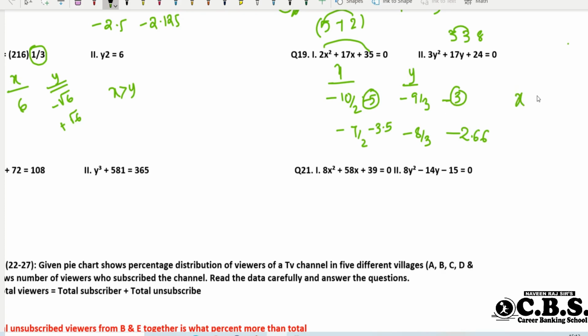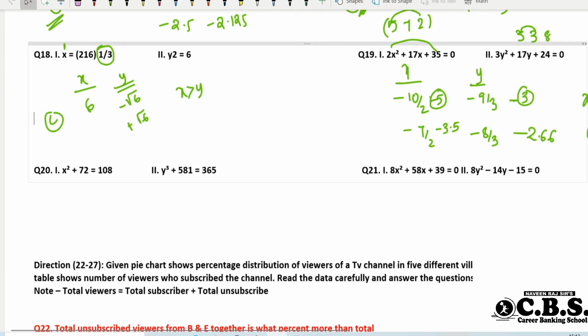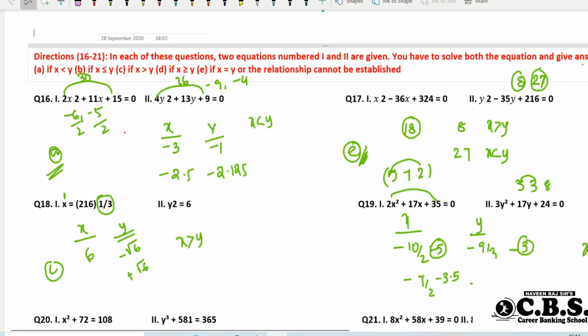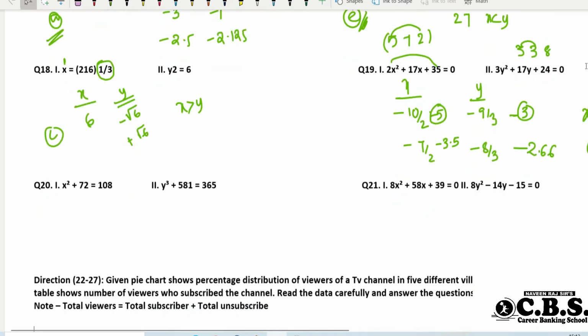So definitely x is always less than y. So which option is the right answer? X less than y is the first option, which is absolutely the right answer. Option A is the right answer.